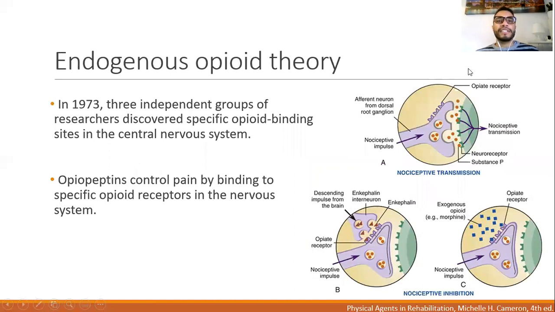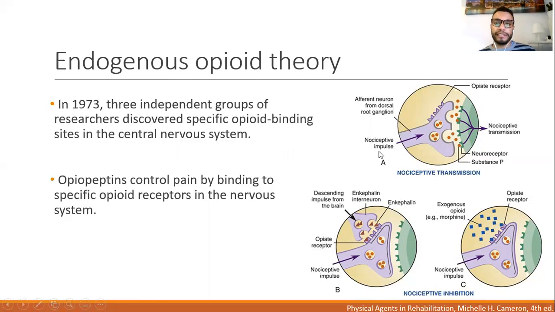And the other theory that also explains the mechanism of pain modulation used in electrotherapy is the endogenous opioid theory. This theory was elucidated about one decade later than the gate control by three independent groups of researchers. They discovered that specific opioid binding sites are present in the central nervous system. So let's focus first here in the picture A. So this is the nociceptive transmission.